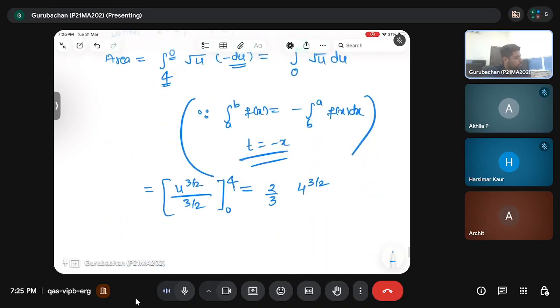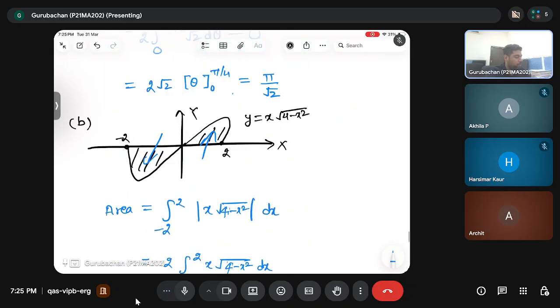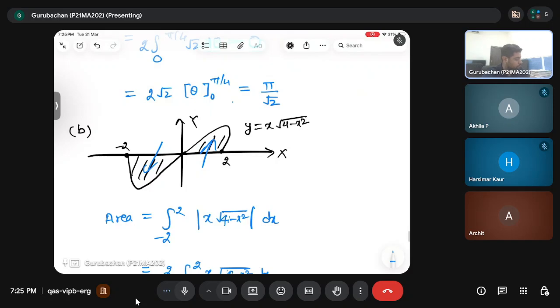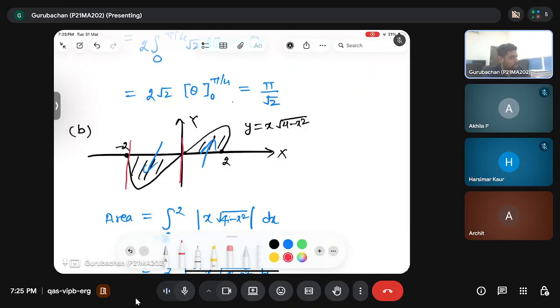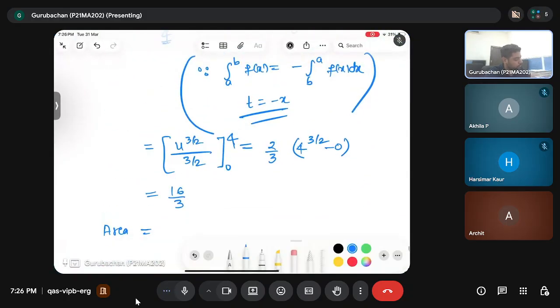So this will be 4 to the power 3 by 2 minus 0. So this will give you 16 by 3. Now I'm just writing in terms of upper curve and lower curve. What is the upper curve here? Between minus 2 to 2, minus 2 to 0. What is the upper curve? y equal to 0. Good. And what is the lower curve? This is x minus x under root 4 minus x square. So this will be like this.